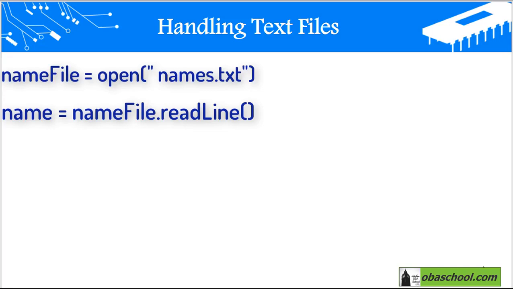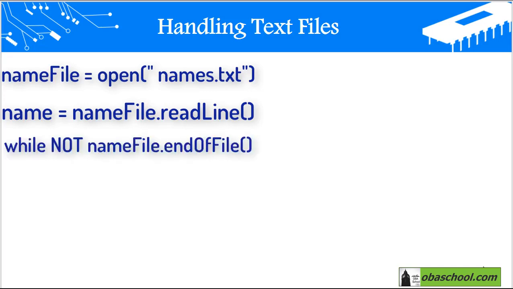Now we have a while condition. While not name file dot end of file, it means while the name file didn't reach the end of the file, we will print all the names in the text file. So we enter the while loop and put print and put in it the variable name. So now we are printing the first name found in the text file.